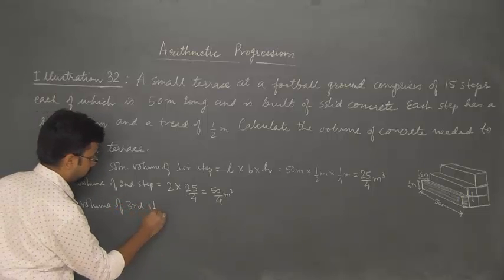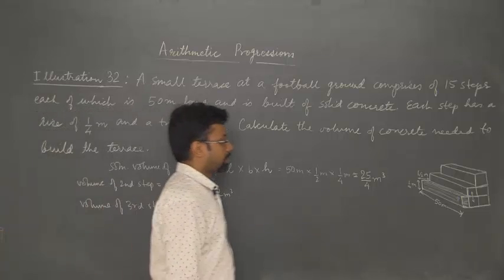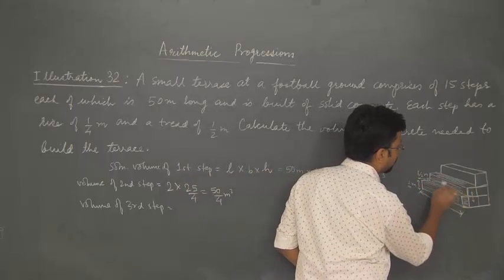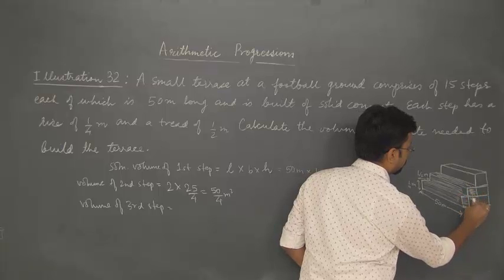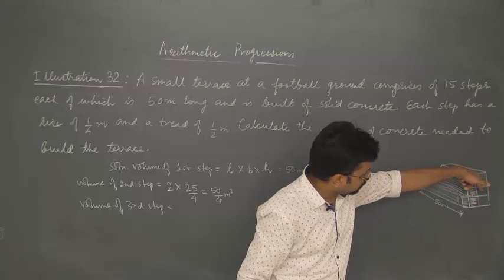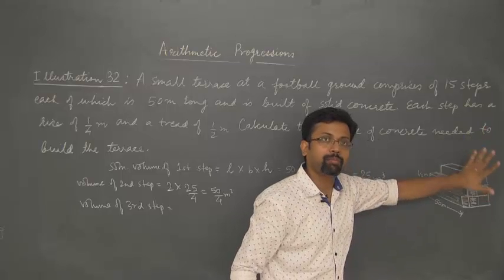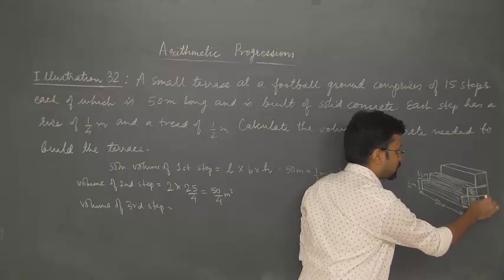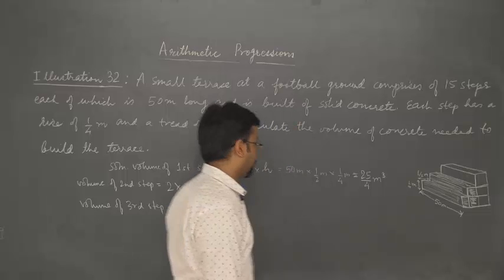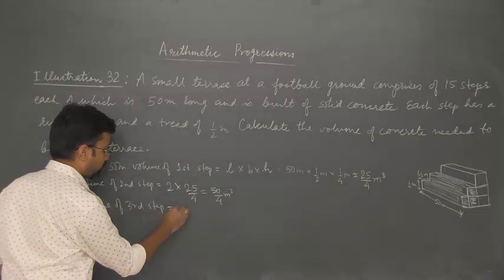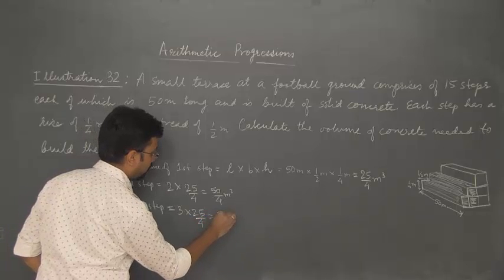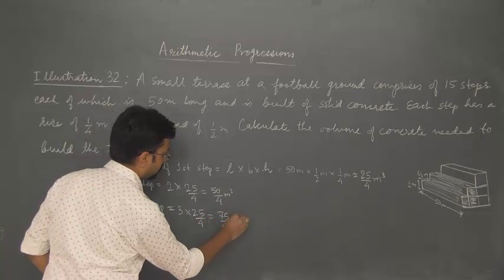The volume of the third step. Now this is the second step that we have taken. The third step would be the second supporting structure and the third one, because you have to make it completely solid. So there will be 3 steps of equal volume kept one above the other to form the third step. So the complete volume of the third step would be how much? 3 into 25/4, that is equal to 75/4 meter cube, and so on.